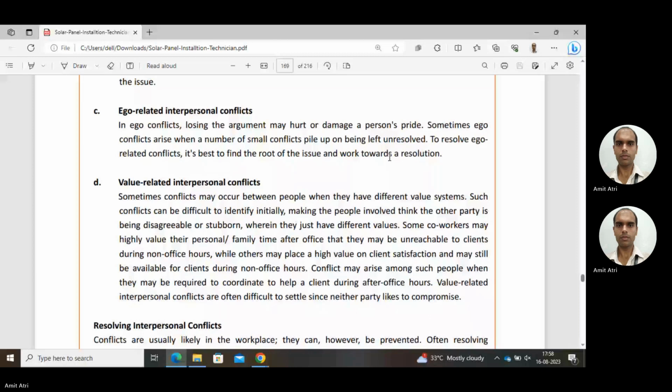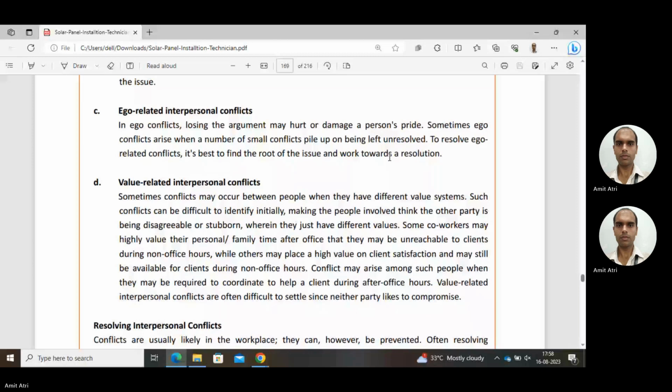So different value systems are there. And for people, they think that the other party is not agreeing. Some co-workers may highly value their personal family time after office. So he is spending the time with his family, cannot spare time for the office after the working hours. In that time, if the client is trying to reach the employee, then he won't be responding.